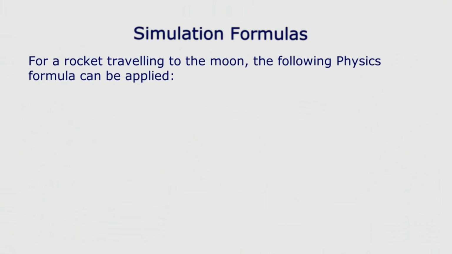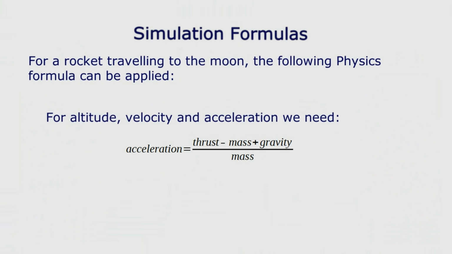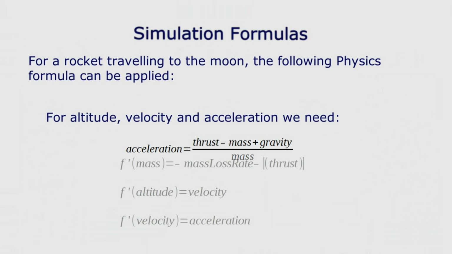So there's a number of different simulation formulas. So for a rocket traveling to the moon, the following physics formula can be applied. So acceleration equals thrust minus mass plus gravity divided by mass. So for altitude, velocity, and acceleration, we need the following formulas. Now, the purpose of this webinar is not Physics 101, but it is important to know that we can use Modelica to capture all of these attributes and to plot a simulation on each of these attributes. So it's really powerful and can be applied to any number of different systems examples.